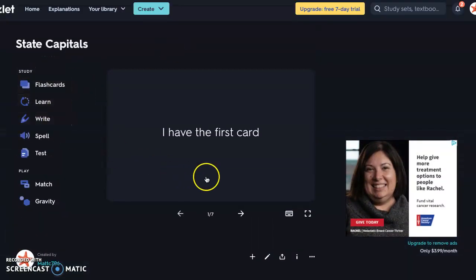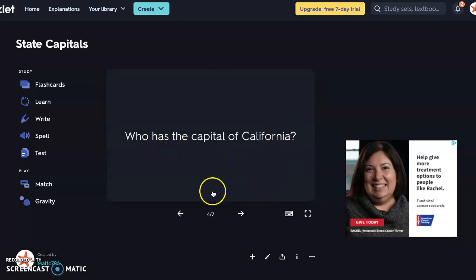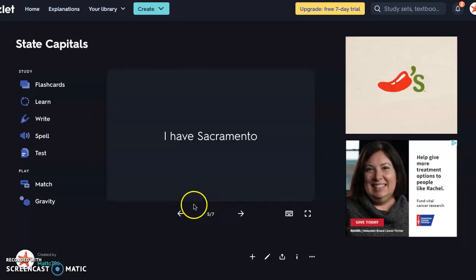Okay, I have the first. Okay, I'll do a different state. I have Topeka. Who has the capital of Florida? The capital of Florida is Tallahassee, so I would read, I have Tallahassee. Who has the capital of California? And it would go on from there.